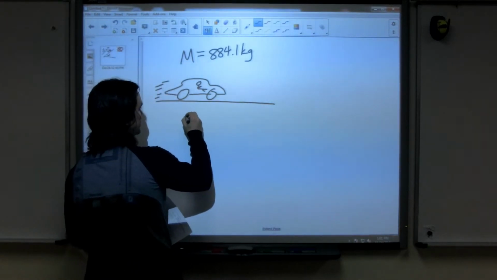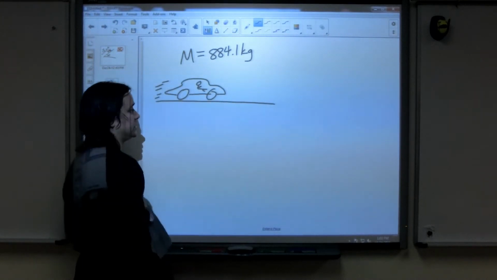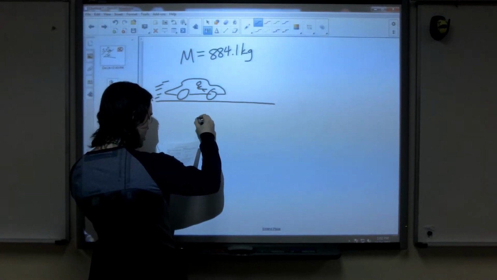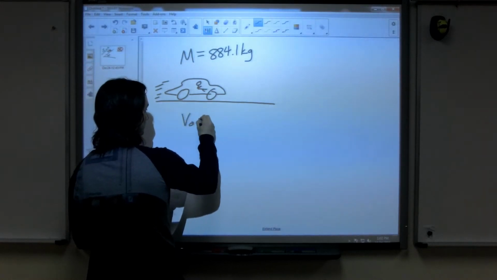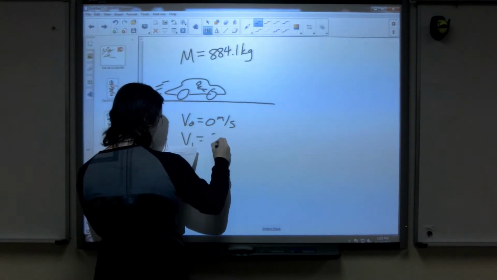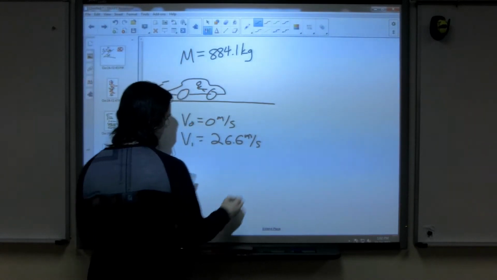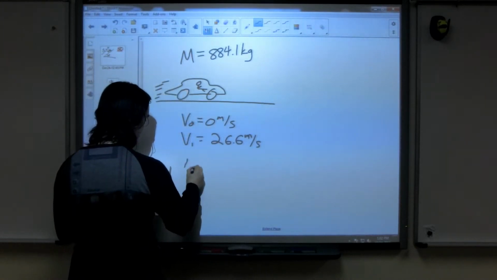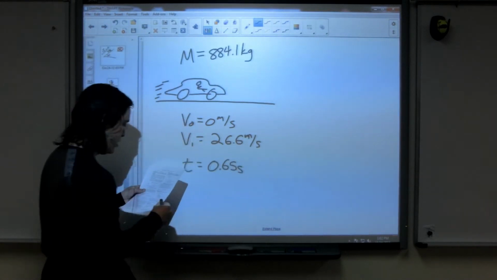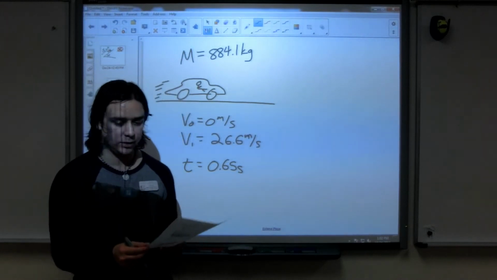All right, so we've got some information. The driver's going to hit the gas, and this thing is going to tear off. Our initial velocity is 0 meters per second. Our final velocity at the end of that period is 26.6 meters per second. And they tell us that that happens in a time period of 0.65 seconds. They want us to find the average acceleration of the dragster during this time interval.